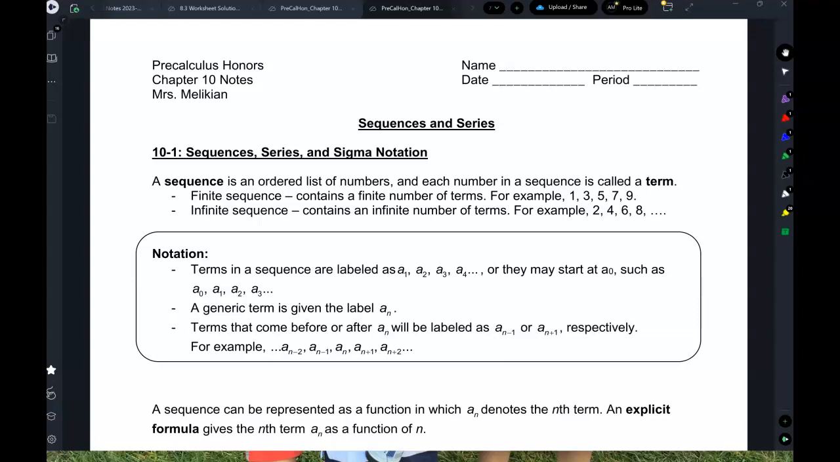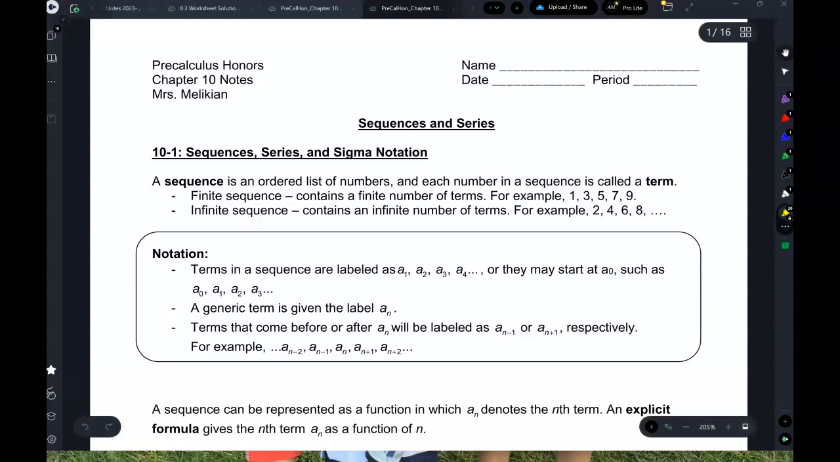A sequence is basically an ordered list of numbers, and that's all it is. It's a list of numbers, right? Each number in a sequence is called a term.